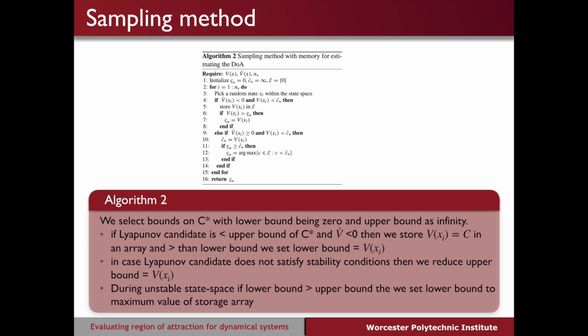In step 2, we run a for loop for n samples, or iterate over n samples. In step 3, inside the for loop, there is a first if condition in algorithm line 4, which is entered only if V dot of x is negative and V of x is less than the current upper limit, or the upper bound of c.